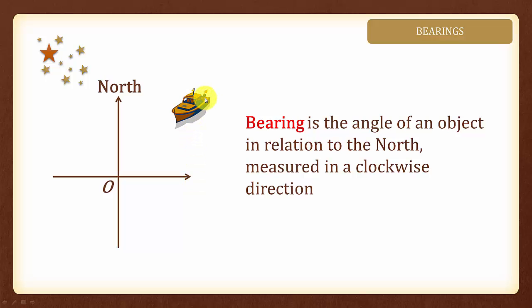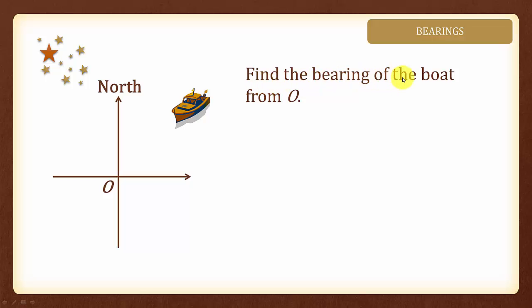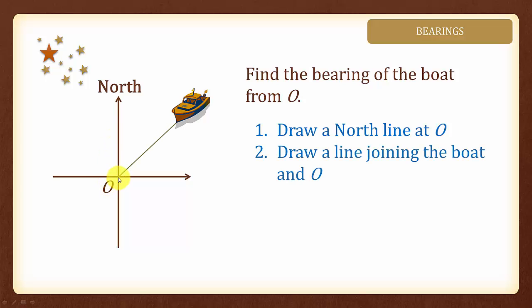Let's say we have an object here which is a boat, and we are asked to find the bearing of the boat from O. Now, how do we do that? In order to find the bearings, there are four basic things to take note of. Firstly, we must draw a north line at O. Next, we will need to draw a line joining the boat and O. Or we can say that we draw a line from O to the boat.